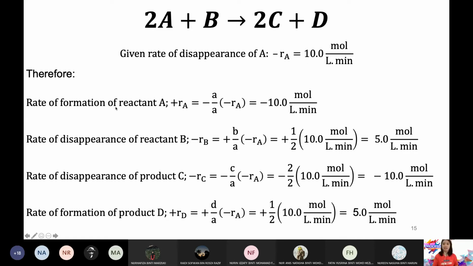Okay. They want us to calculate rate of formation of A. So tadi dia nak kita kira rate formation of A means what? Positive RA. Berapa positive RA? Okay, so positive RA is rate of formation, but A is a reactant, A disappears. They don't agree with one another, that's why ada negative. So kalau tadi minus RA 10, positive RA negatif 10. Kenapa negatif 10? Sebab rate of formation, but A does disappear, does not agree to one another, the number becomes a negative number.